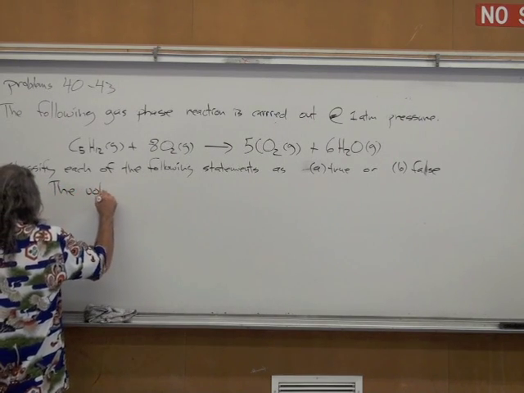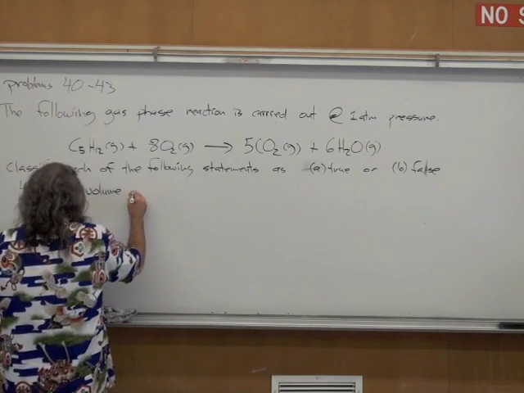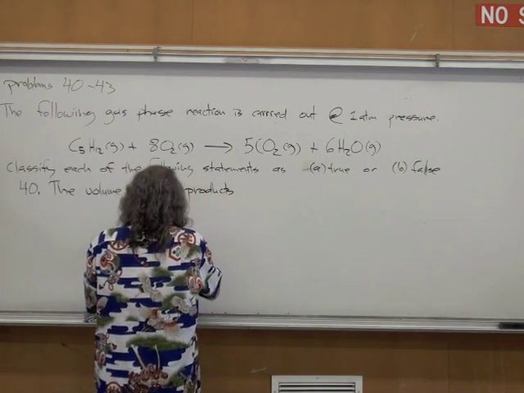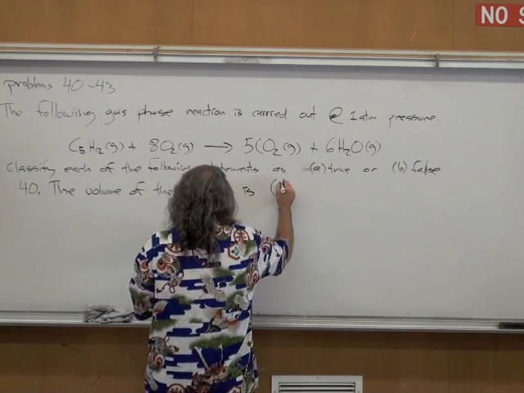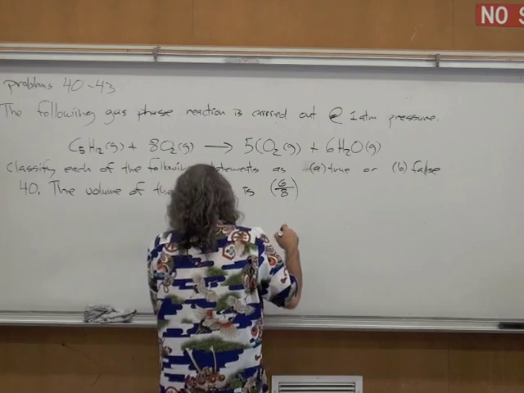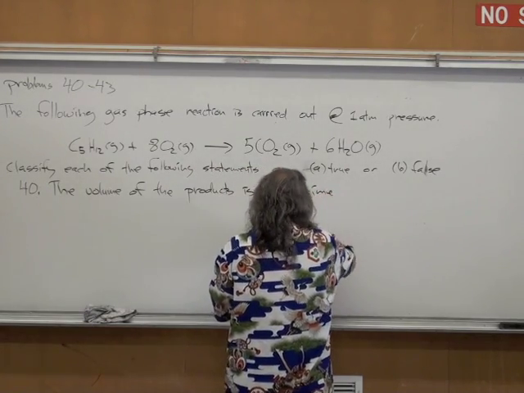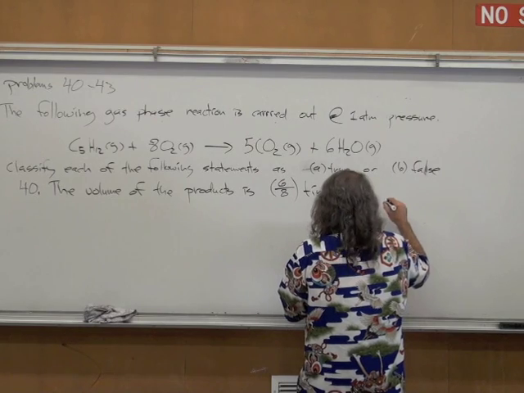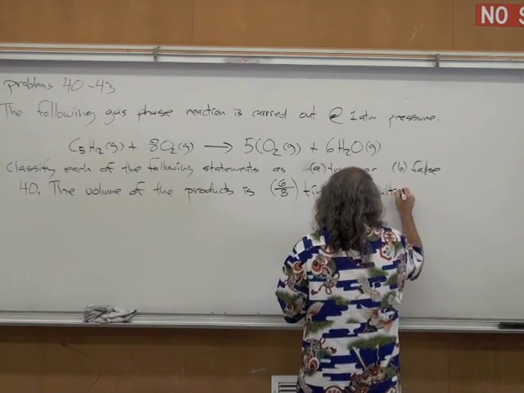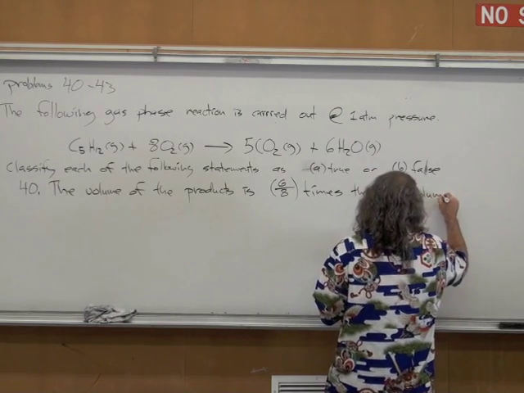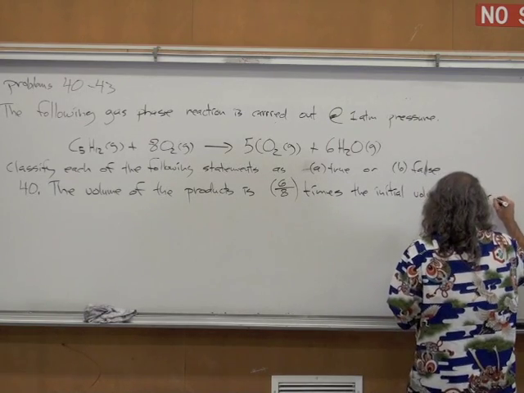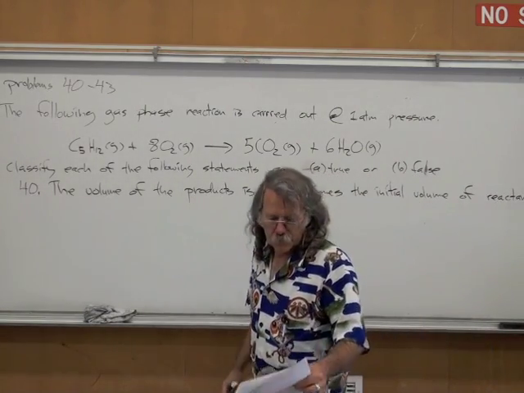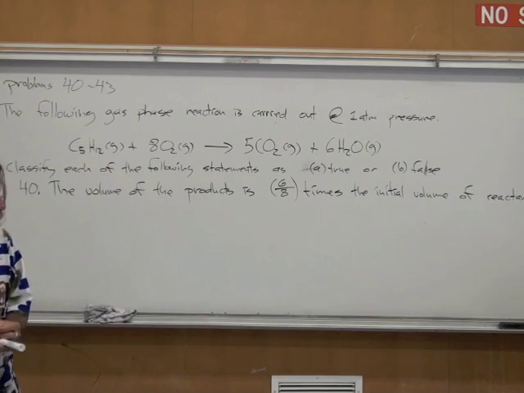The volume of the products is 6/8 times the initial volume. Okay, now what am I going to use to answer that?